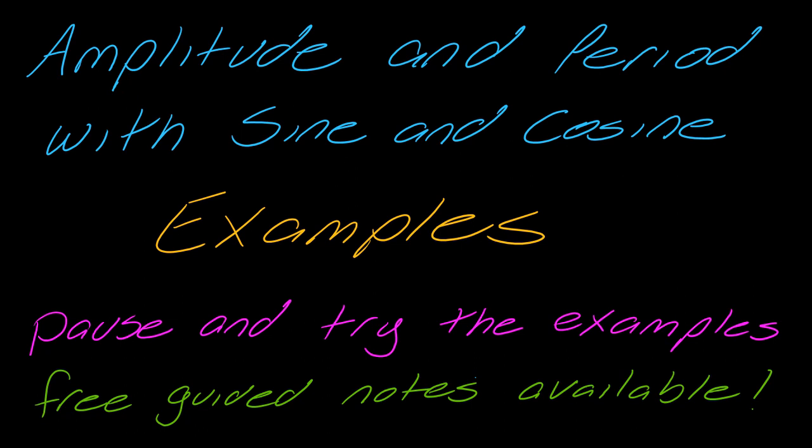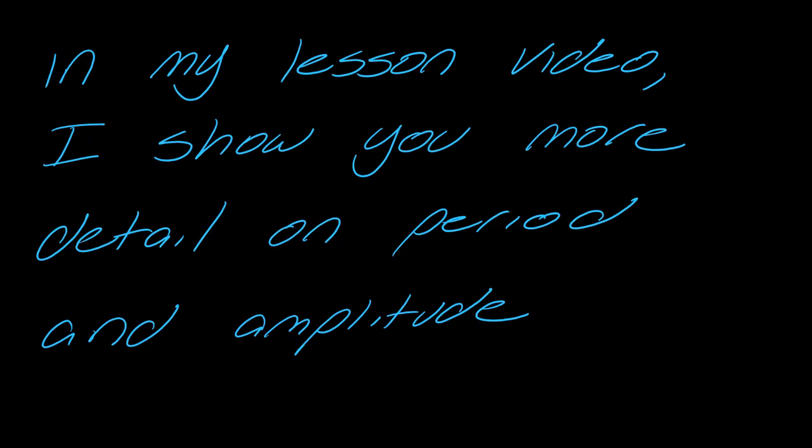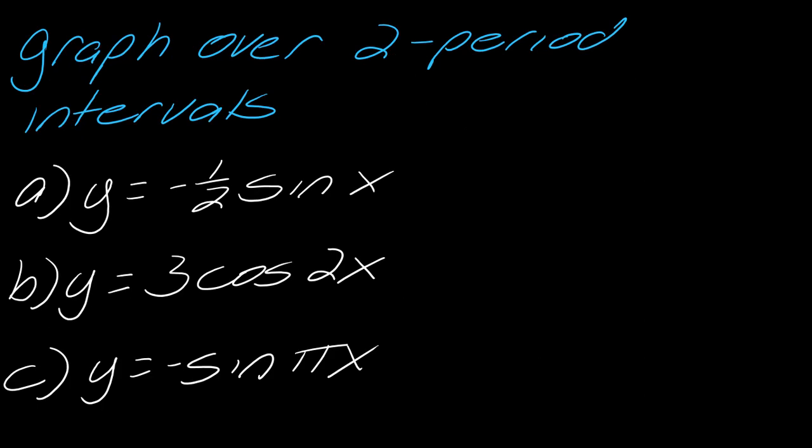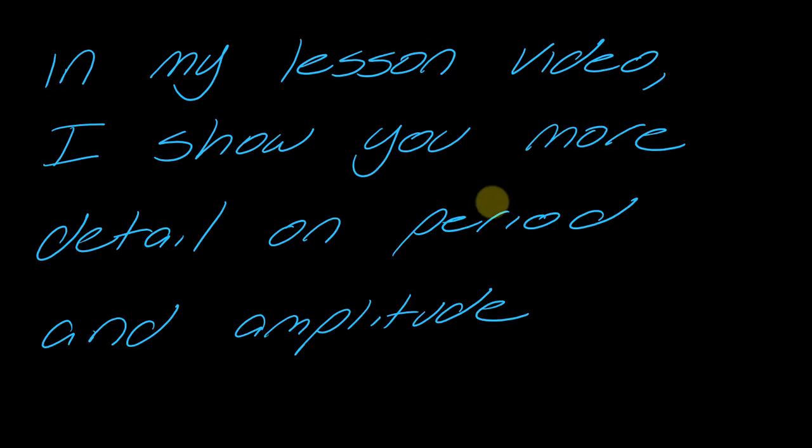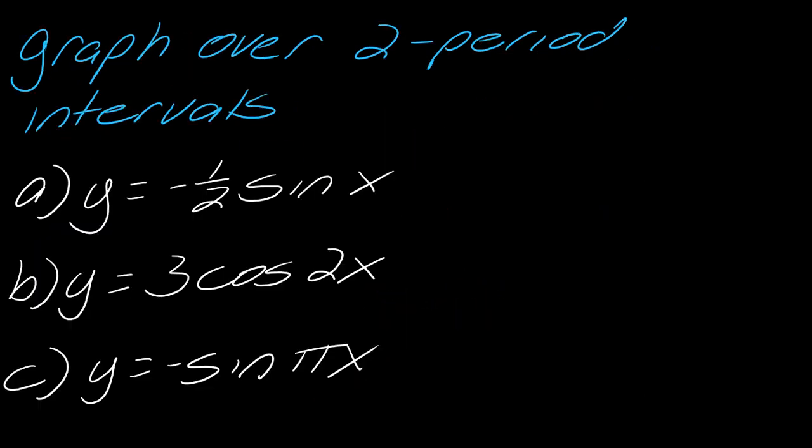So these are more examples having to do with amplitude and period with sine and cosine. In my lesson video, I show you more detail on period and amplitude and I really break it down. In this video, I'm just going to straight up do extra examples to go with that lesson video. So if you are looking for a more thorough breakdown of how period and amplitude work and all the things that go into that, I recommend you check out the lesson video first. This is just a good add-on to that.